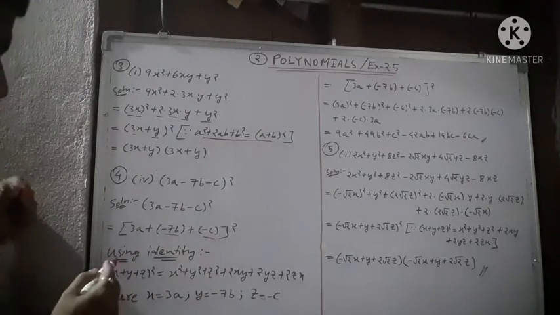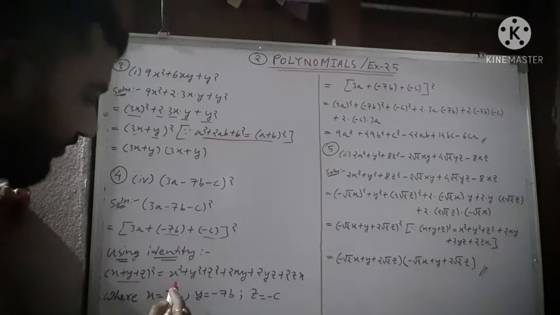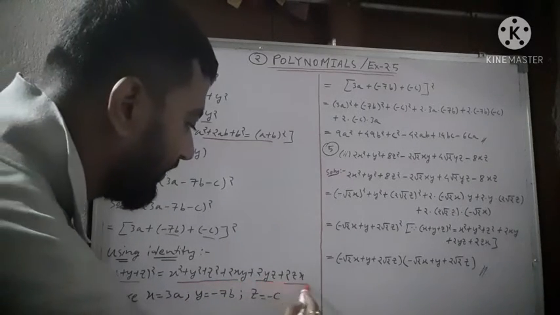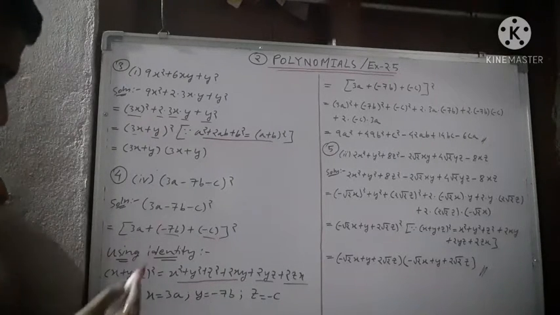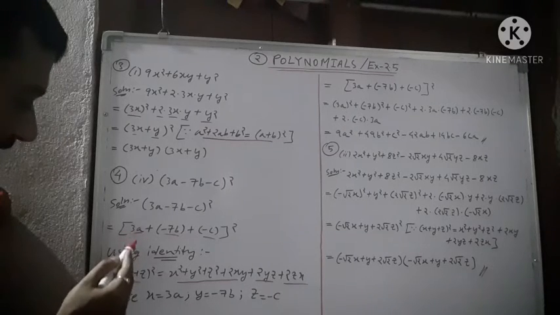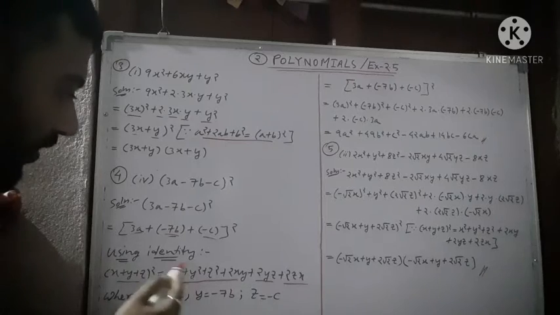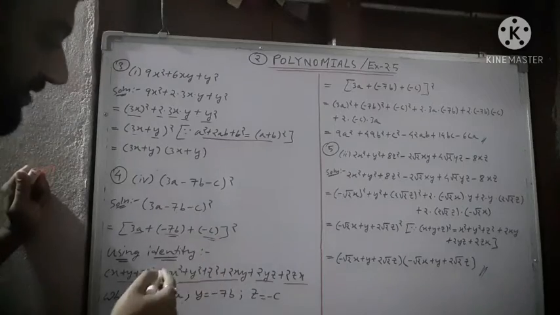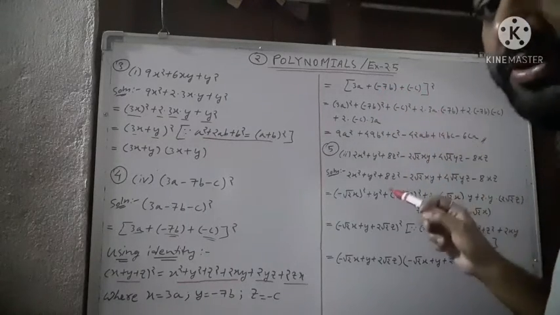minus c. That means we will be using this identity in this case, that is (x + y + z) whole square is equal to x square plus y square plus z square plus 2xy plus 2yz plus 2zx. So we will be using this identity, where the value of x is 3a, the value of y is minus 7b, and the value of z is minus c. So we just need to substitute these values in this identity. So it is like this: (3a + (-7b) + (-c)) whole square.